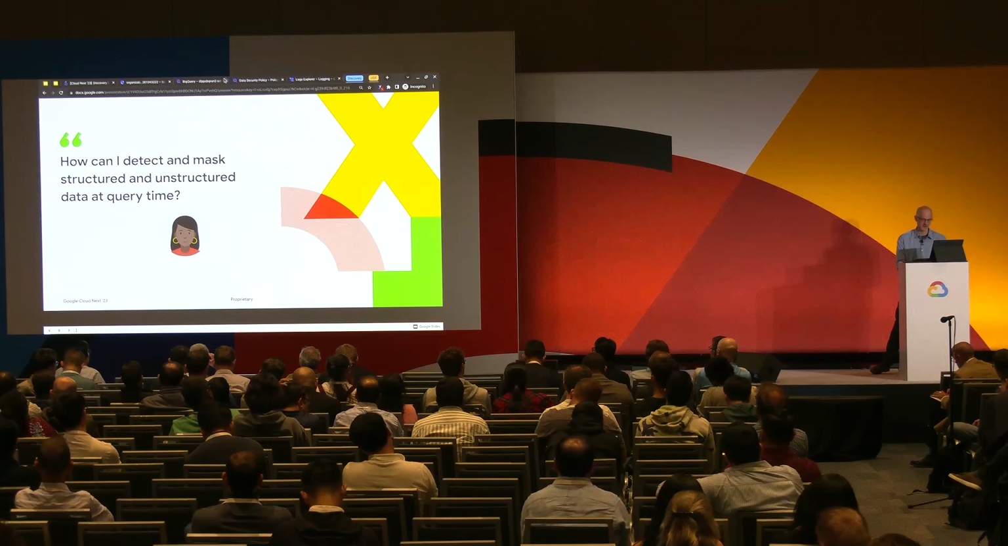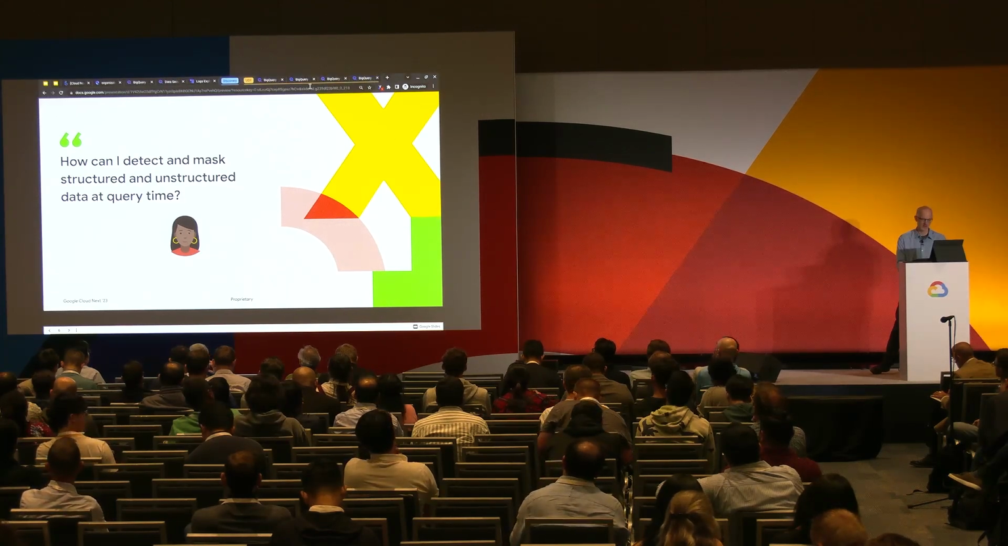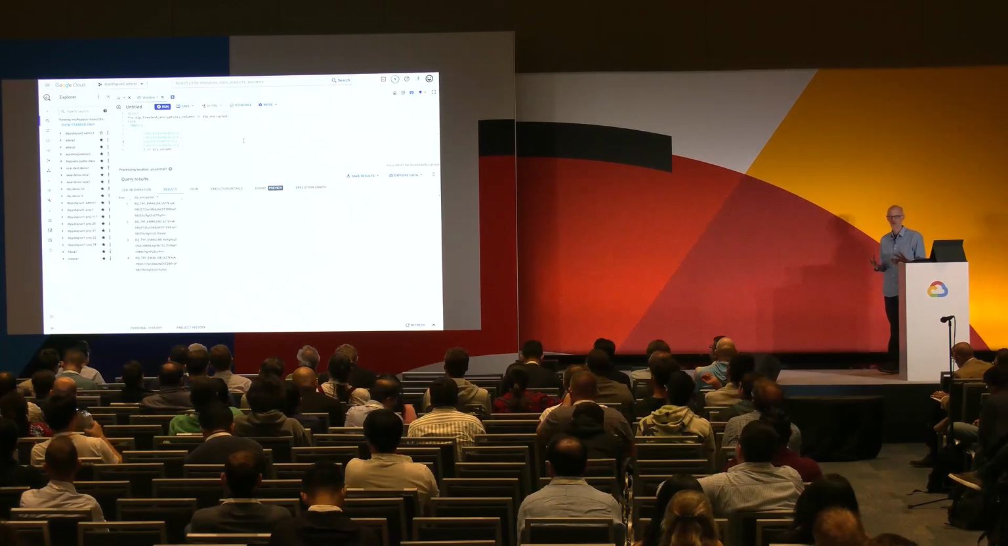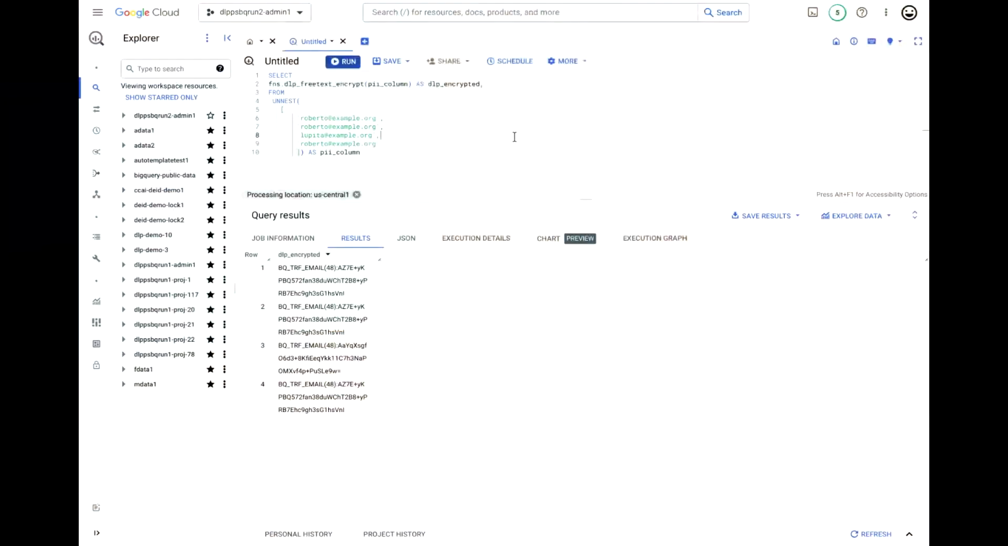So next, let's say we want to be able to detect and mask structured and unstructured data at query time. Now what we just showed was taking that profile, tagging the columns, and applying that mask at query time. But what if we actually wanted to use our engine and inspect the data and mask it as part of our SQL? So for this, we're going to show what's called a user-defined function in BigQuery, which will actually call our engine live as part of the query.